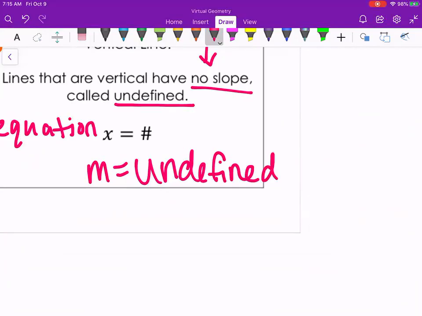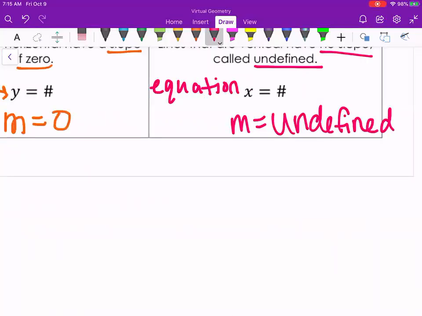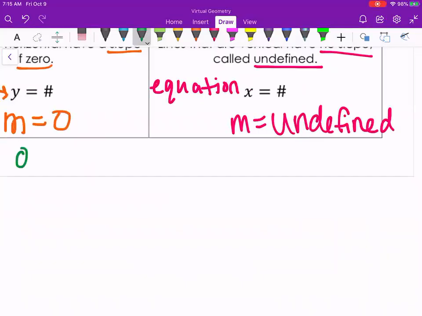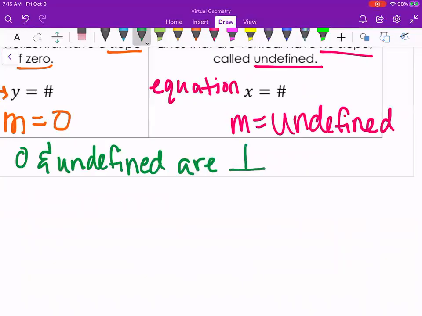Now, when we deal with perpendicular for horizontal and vertical, these are perpendicular to each other, but we can't take a reciprocal because we can't have 0 and undefined. They do not have signs. But these two, 0 and undefined, let me make that a little bit bigger. So 0 and undefined are perpendicular slopes. Remember that upside down T means perpendicular.